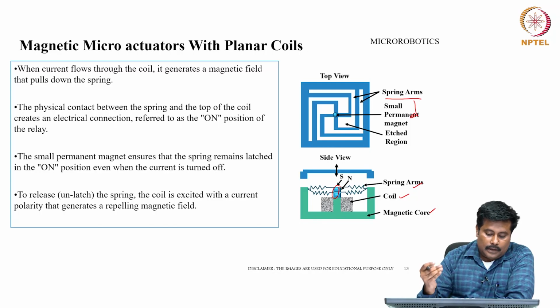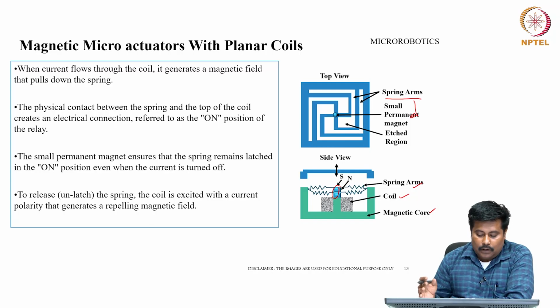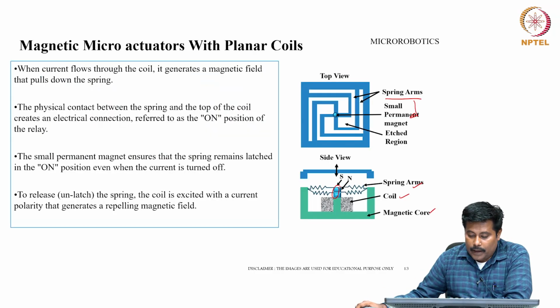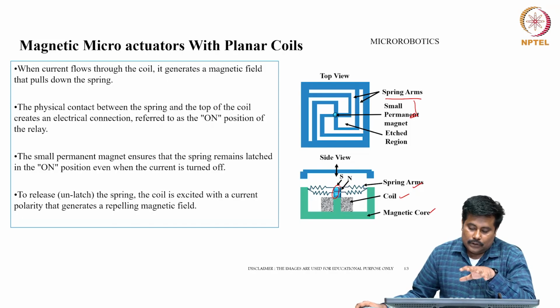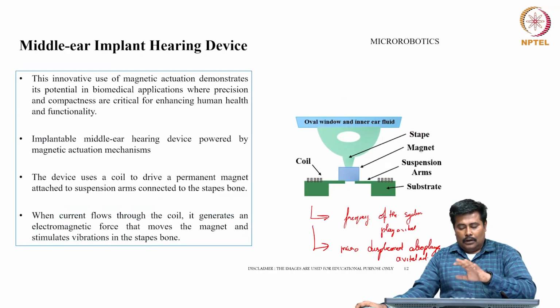The small permanent magnet ensures that the spring remains latched in the on position even when the current is turned off. To release or unlatch the spring, the coil is excited with the opposite current polarity, and that generates a repelling magnetic field in this particular system. So, overall these kind of systems are efficiently used for planar coil related applications or planar coil related characteristics.